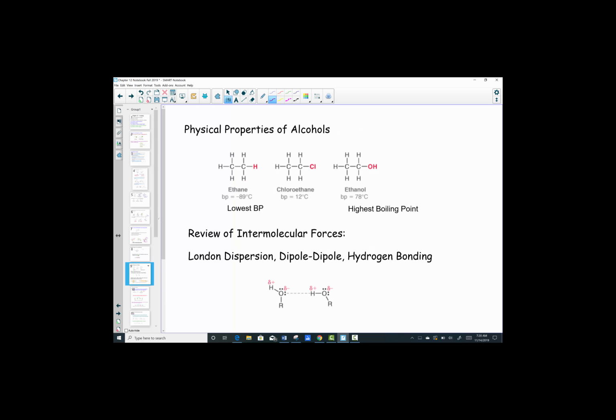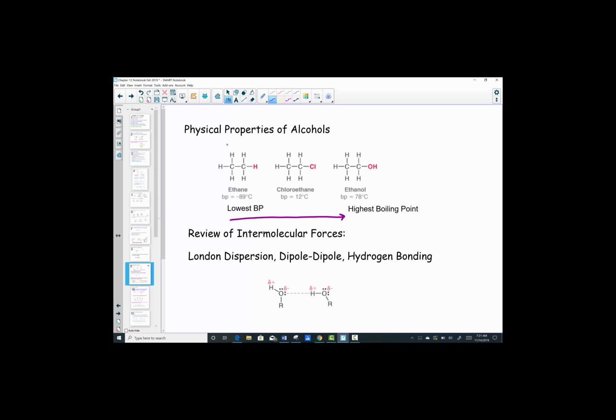Let's talk a bit about physical properties of alcohols and just comparison of their boiling points from a straight chain ethane to a halogen chloroethane and finally to an alcohol called ethanol. You notice that as we start adding interesting functional groups, we create stronger and stronger intermolecular forces, and we'll notice that the boiling point will reflect increased molecular attractions.